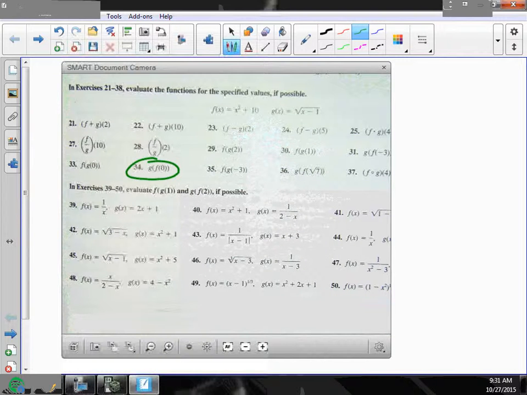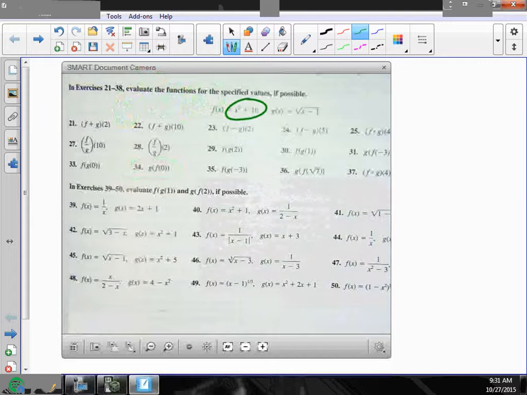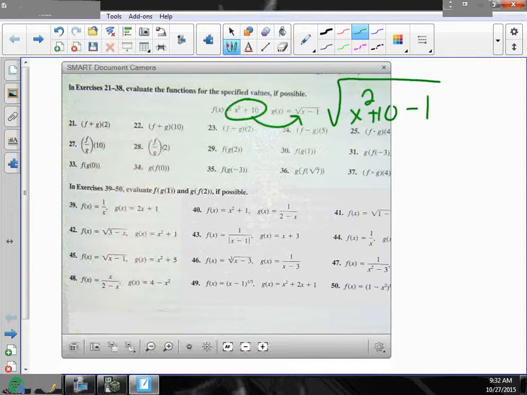Now, the only tricky ones are something like 34. So 34, g of f of 0. Which function do I plug into which function? Plug f into g. And that's the same thing as saying g circle f of 0. You always plug the second one into the first one. So I'm going to take the function f and stick it in there. So x squared plus 10, and I'm going to square root that and subtract 1.